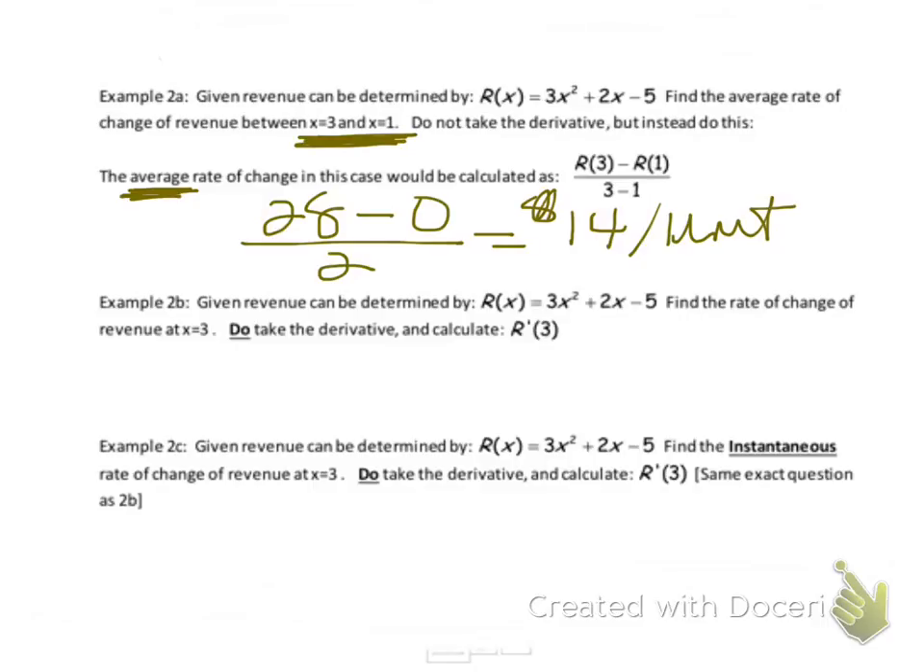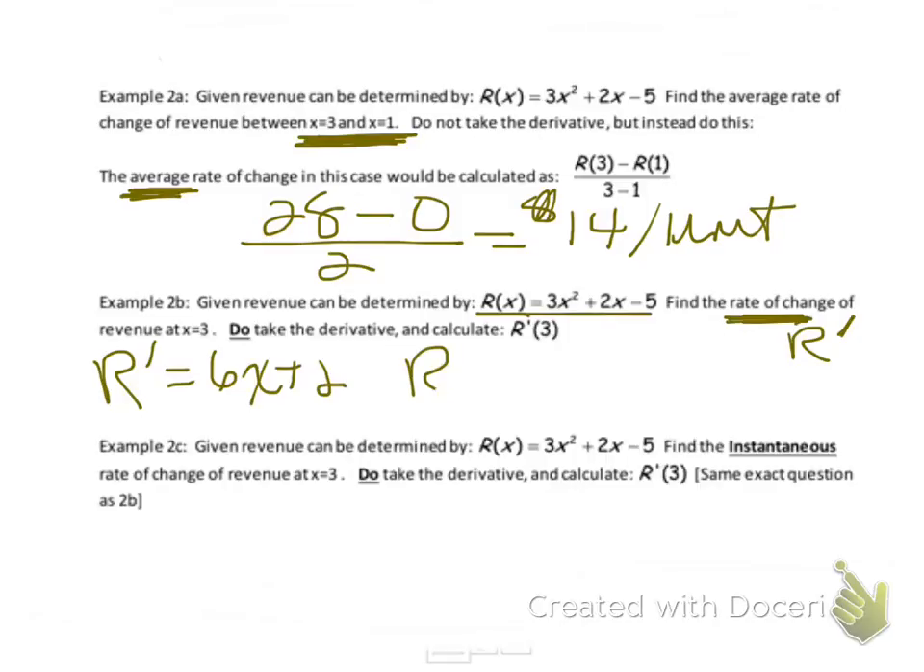Then they go on and say, given the same revenue, find the rate of change. If they say rate of change, I want you to think r prime. So do take the derivative. r prime equals 6x plus 2. Then you evaluate that derivative where x is 3. That's 6 times 3 is 18, plus 2, is $20 per unit.